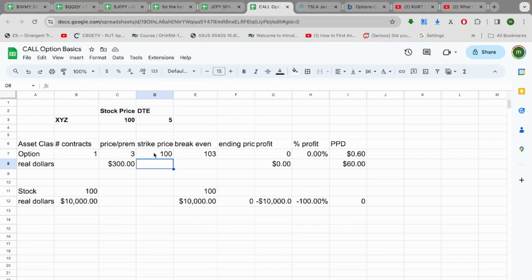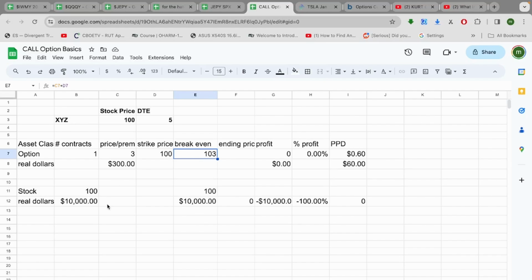All right, first most basic thing to know about options is when you buy an option, all you have to do is look at the strike price plus the premium you paid, and you add them together, that's your break even. Break even's 103 in this example.